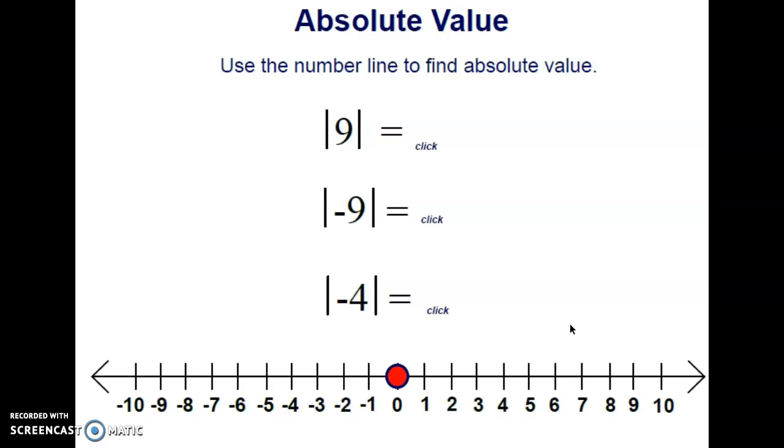Use the number line to find the absolute value. The absolute value of 9, if we go down to 9, it's going to be 1, 2, 3, 4, 5, 6, 7, 8, 9. It's just going to be 9. The absolute value of negative 9 is going to be 9. The absolute value of negative 4 is going to be 4. Again, absolute value cannot be negative. That's why we put the bars around it to find out its true value and its distance from 0.